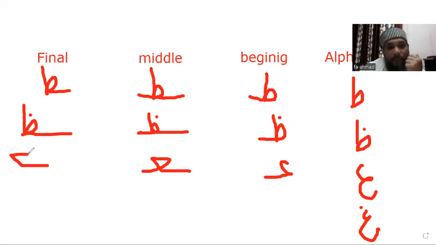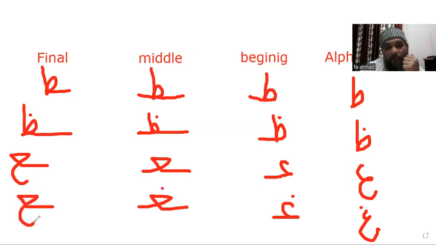Ain beginning, middle and final. Make the triangle like this. Now Ghain: small c and go straight. Put one dot, and it's the same as Ain, make a triangle and put one dot. Ghain and Ghain final. So Ta, Za, Ain, Ghain.